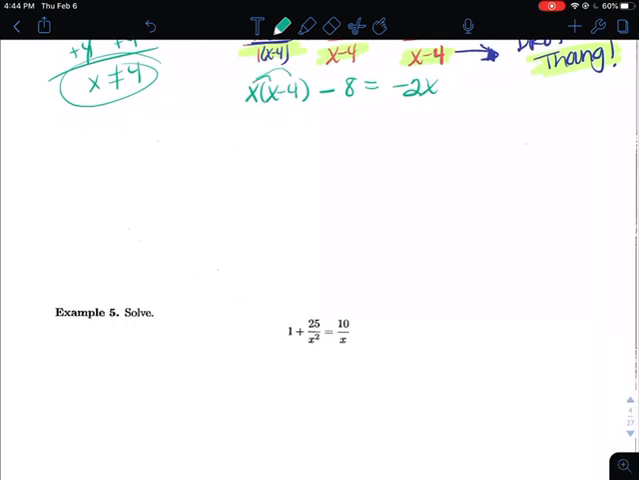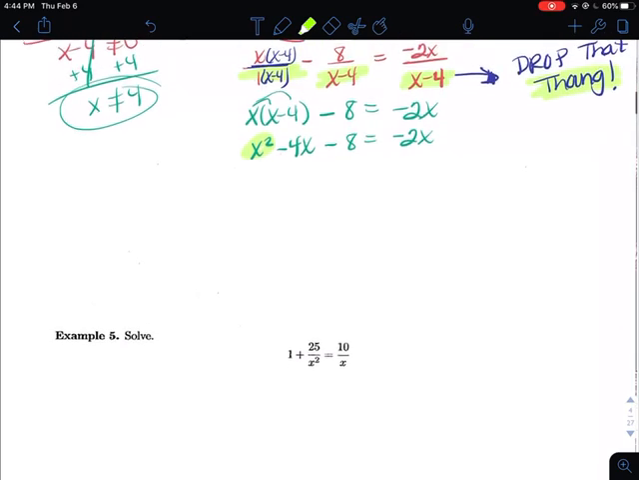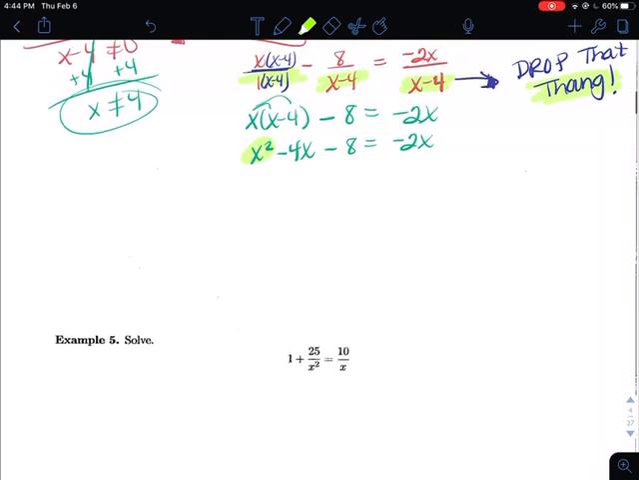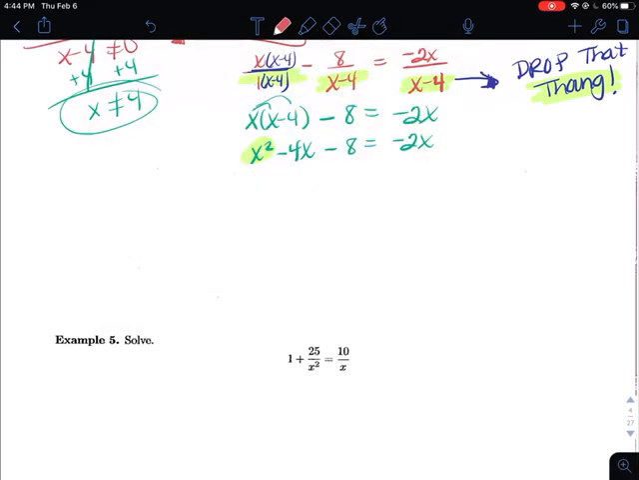I'm going to distribute this. x times x is x squared minus 4x. And you have that minus 8 behind it equals negative 2x. As soon as you start seeing x squareds pop up, you want to keep everything on one side of the equation. You want it to be set equal to 0 so that you can factor it and then solve for x.